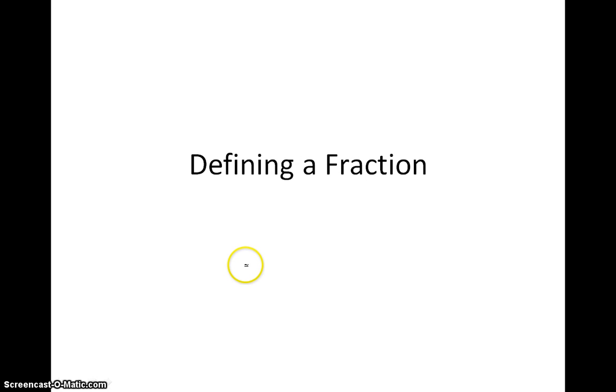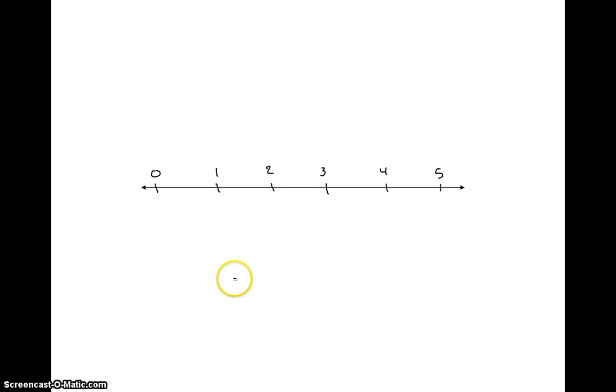Okay, we're going to take a look at defining a fraction. And first we're going to start off with our number line. So I want you to draw a number line on your paper. And I've already kind of started one here.